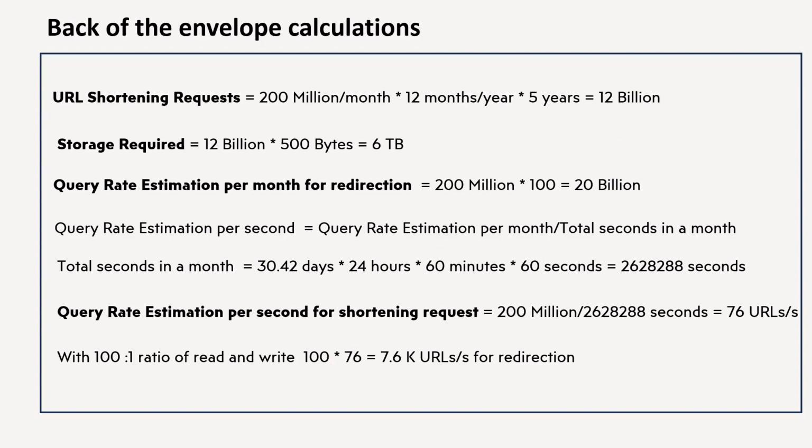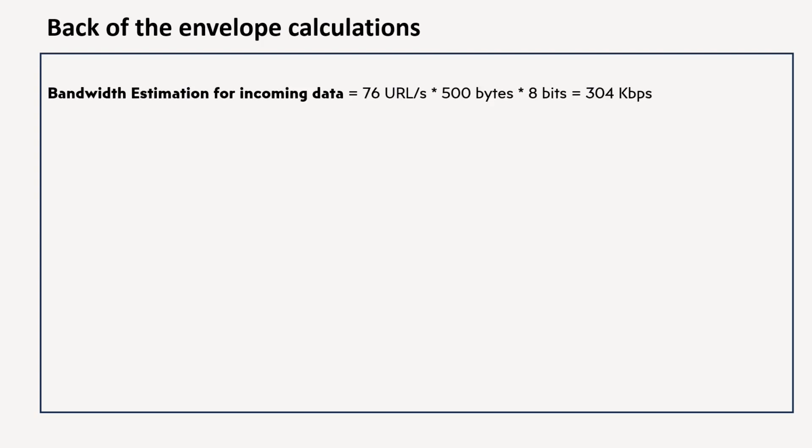So here we have how many requests we are going to get in 5 years, the storage requirement for the database for each short URL, and then the per second queries: the number of URLs required for the shortening request, and per second for the redirection, we have calculated. Let's move further.